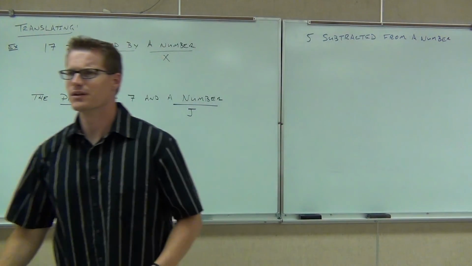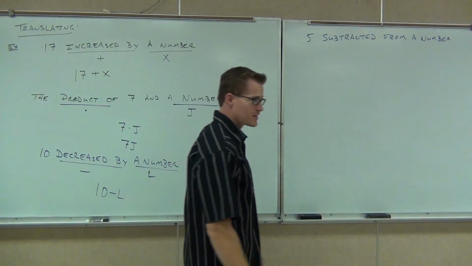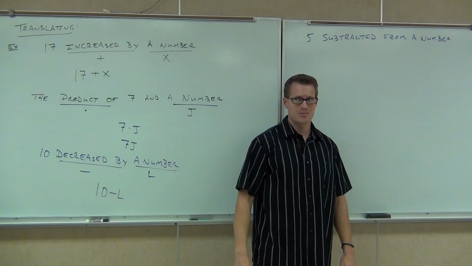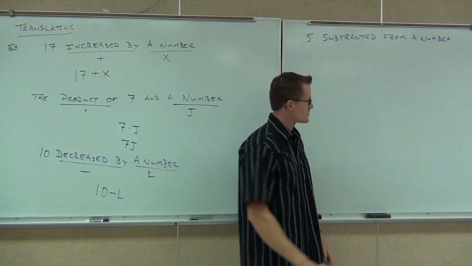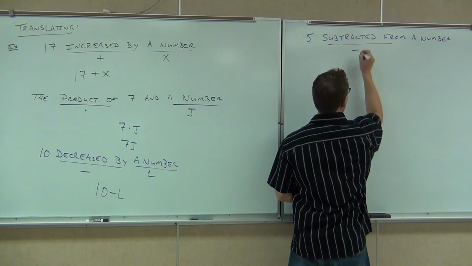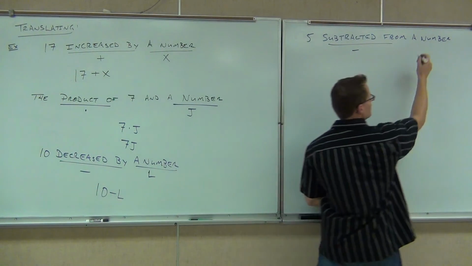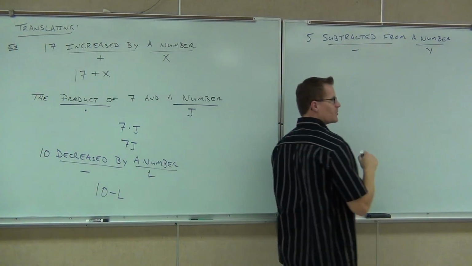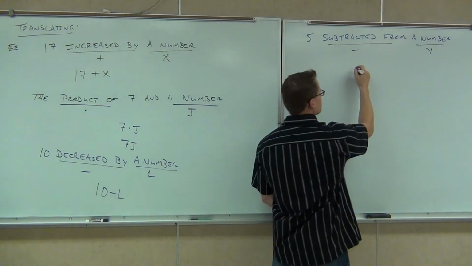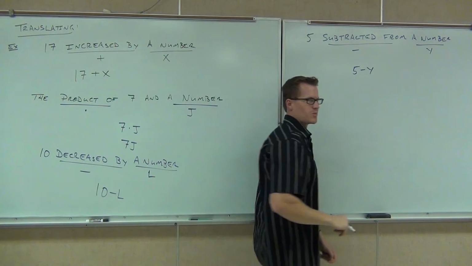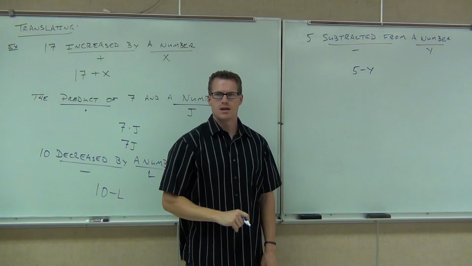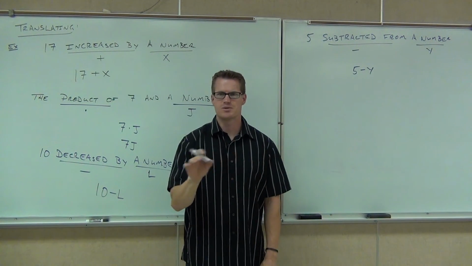Now I know what you're thinking. You're thinking, well, duh, Mr. Leonard, this was pretty easy. Subtracted from should probably mean minus, right? And it does, you're right. And a number, well, that's like a variable y. But you know what? If you put this, you just got the problem wrong. If you put it this way, you just messed up this problem.